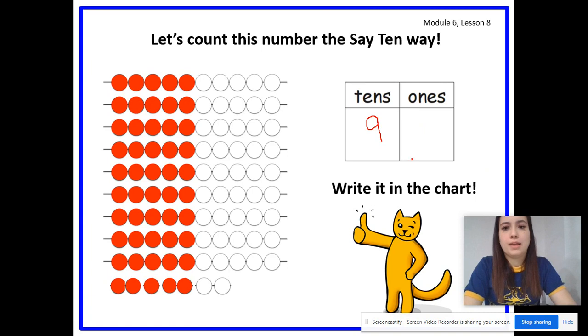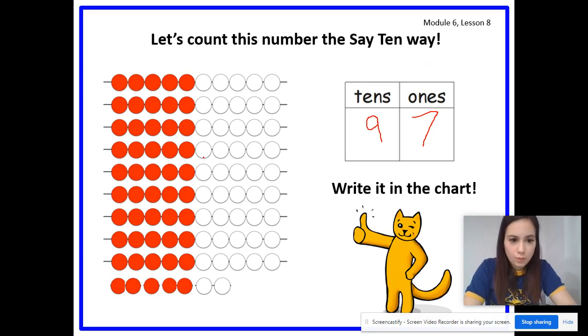So what do I write in my place value chart for the ones place? What number? Yes, 7. And 9 tens and 7 ones is the same as what number the regular way? Yes, 97. Awesome. You guys are doing great.